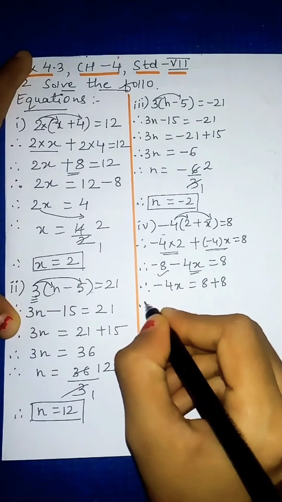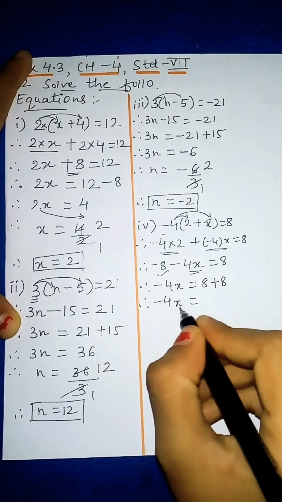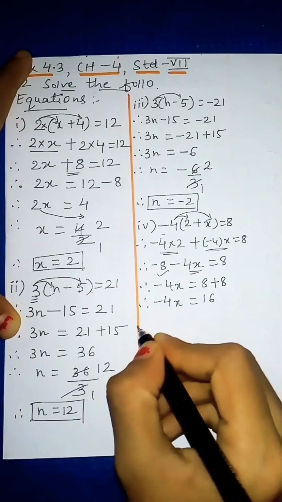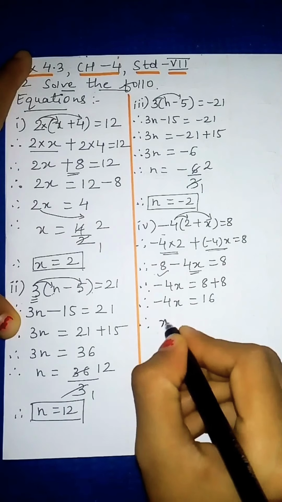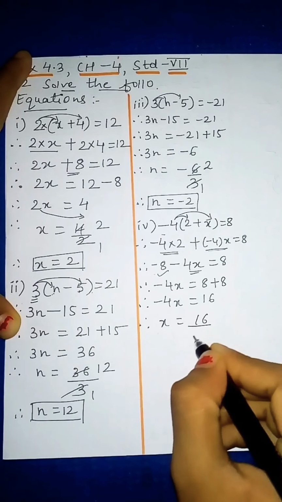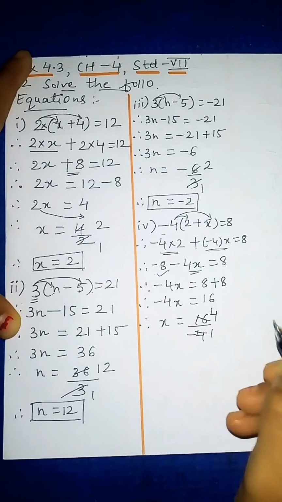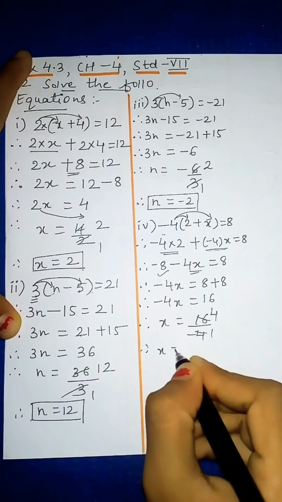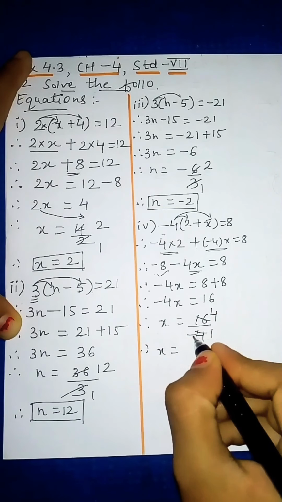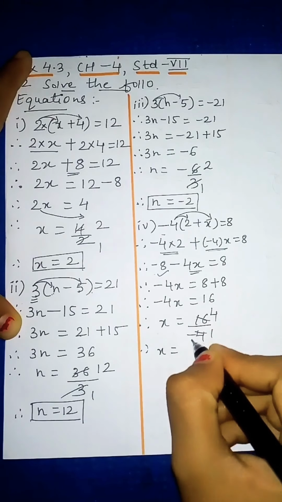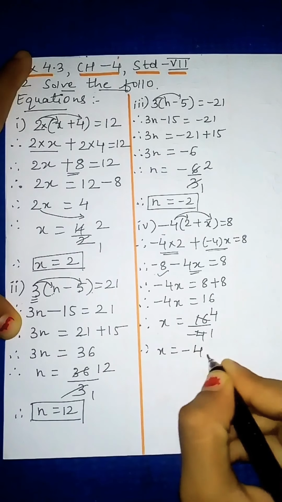I hope you understood. Now it will be minus 4x, and 8 plus 8 will be 16. Okay, now this minus 4 we will take it in the denominator. So it will be 16 upon minus 4. Now cancellation is possible. 4 ones are and 4 fours are 16. So x equal to, see here minus is left in the denominator and 4. So this minus sign we can write it in the numerator. We can take it up. So it will be minus 4.